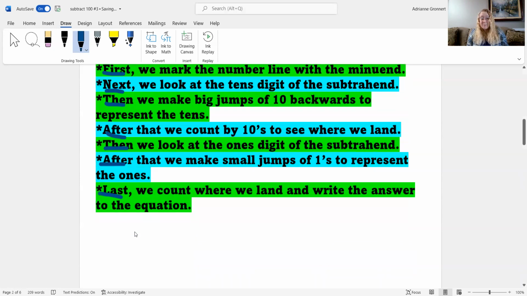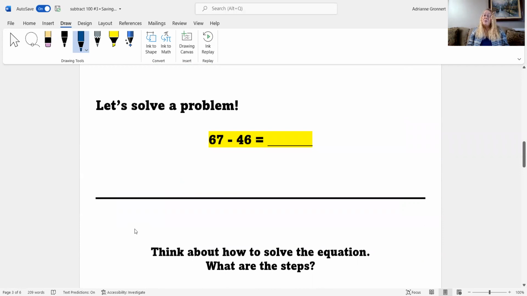Okay, are you ready to solve some problems? Let's do it. The first problem is 67 take away 46. Before you do anything, make sure you draw an open number line on your page. And then think about how to solve the equation. What do you do? What are the steps? Yes, first we need to mark the minuend at the end of the number line. And the minuend is 67. It's the first number in the equation. So there we go, 67.